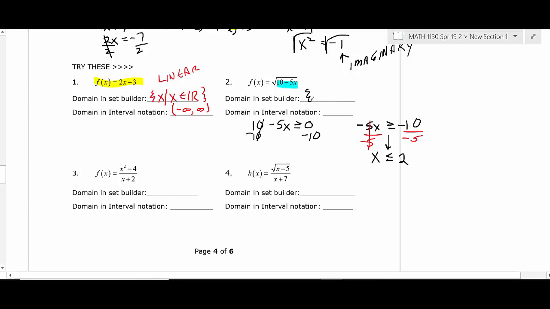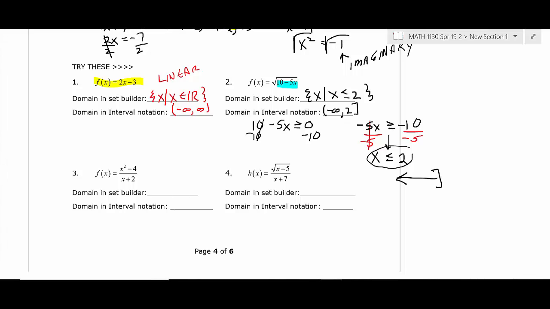So you would say set builder, set of x, such that x is less than or equal to 2. Okay? The way you write this as an interval is this is just saying you're to the left of 2. So you'd write that as negative infinity to 2 with a bracket on it like that. Okay? How many people got it right? I'm just curious. I bet a lot of you did not remember a thing about that change in the sign. Let me explain why.